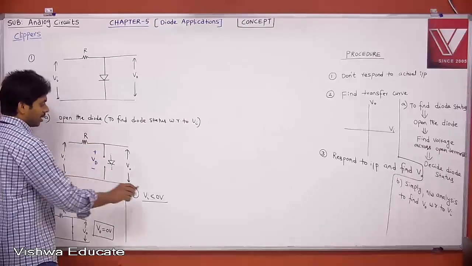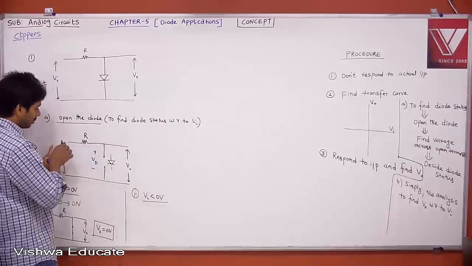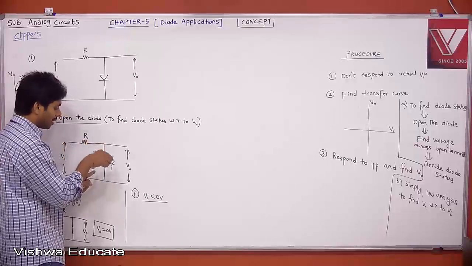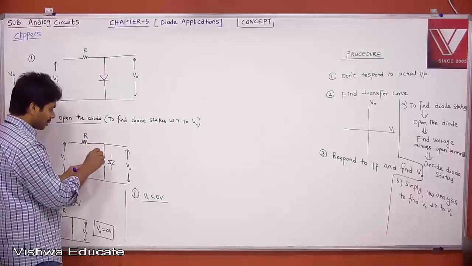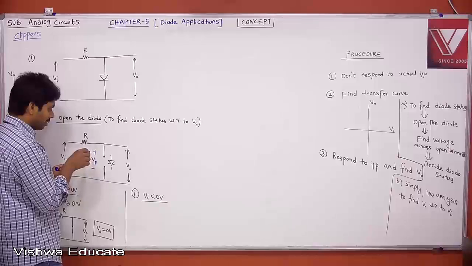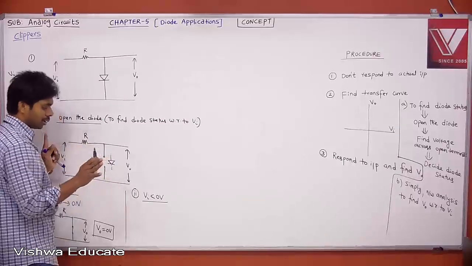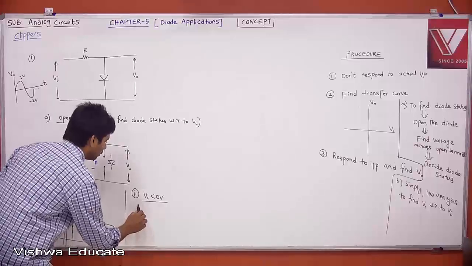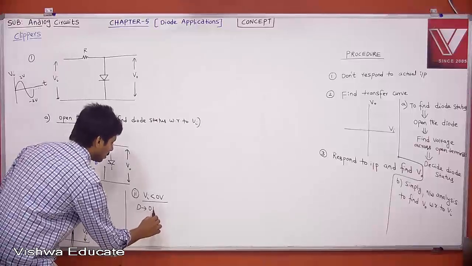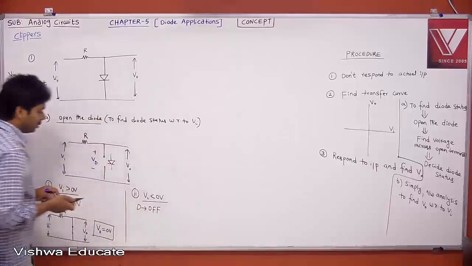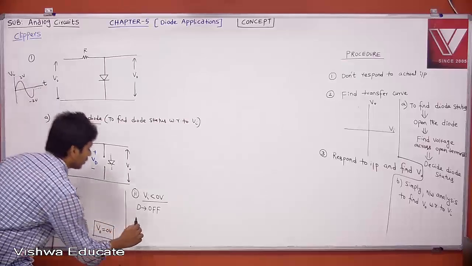Now, if VA is negative, the same voltage is coming. If you have an open terminal diode, then if it is negative, this is minus and this is plus, or VD is negative. When VD is negative, this is in reverse bias. Once this is in reverse bias, it is open only, right? Your diode is off.